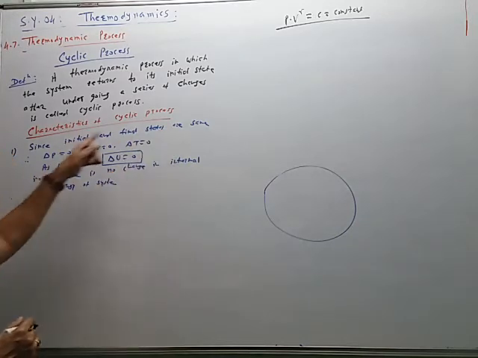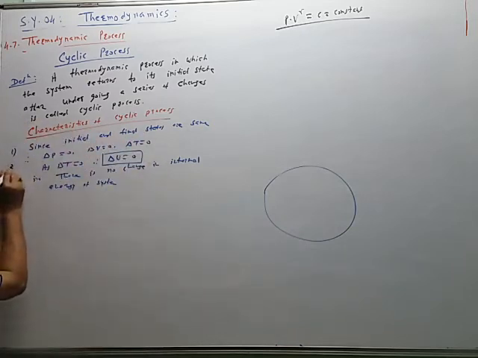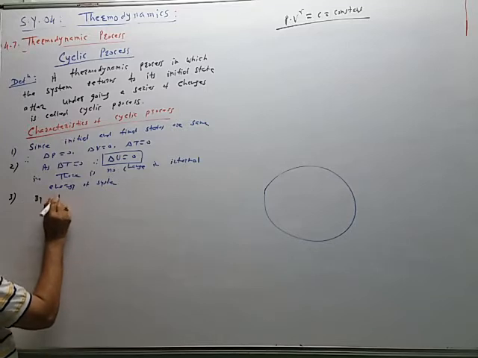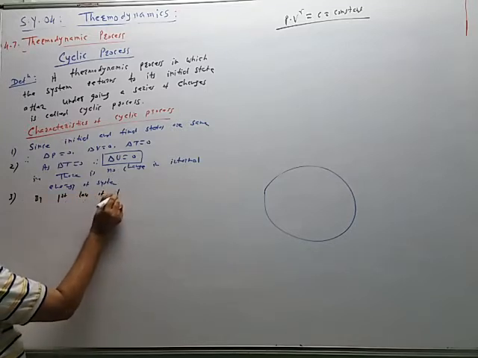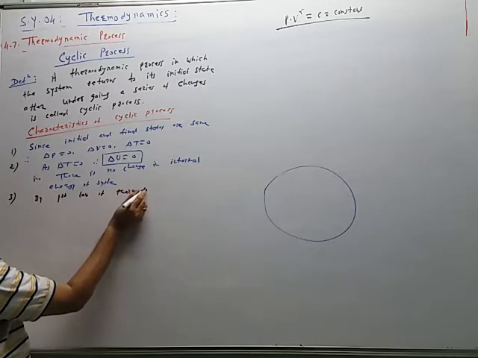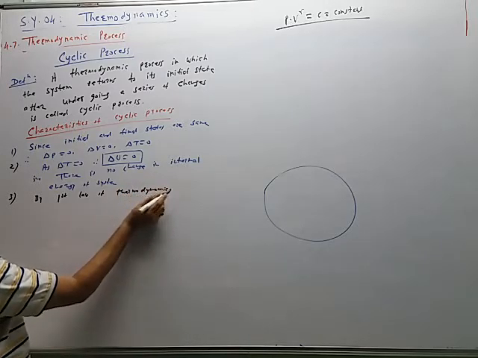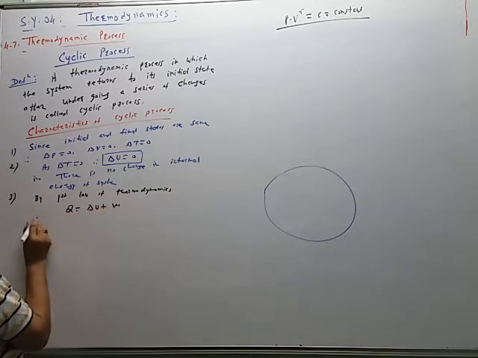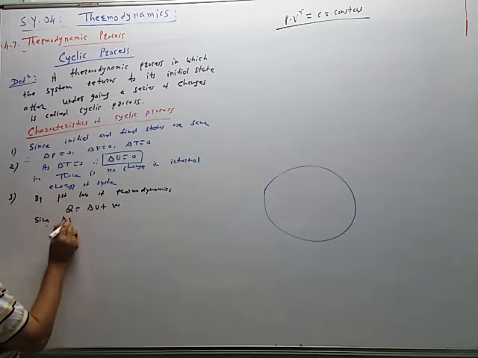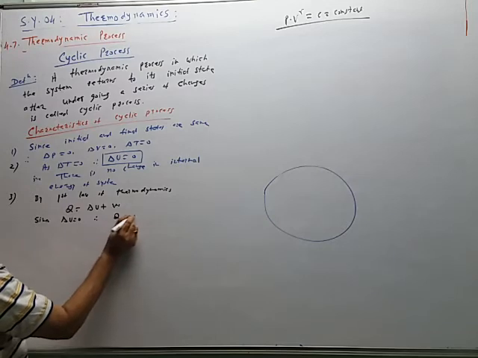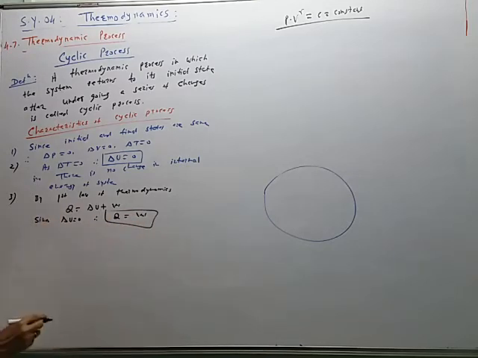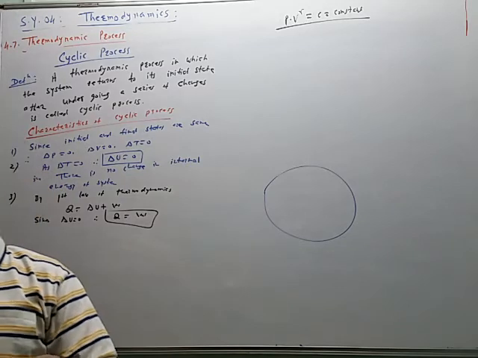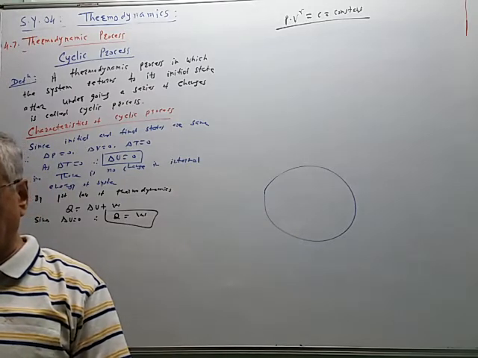Initial and final states are the same. This is one more property. This is the second property. Third property: by first law of thermodynamics, Q is equal to delta U plus W. Since delta U is equal to 0, therefore Q is equal to W. So all the heat energy supplied is used to perform the work done.